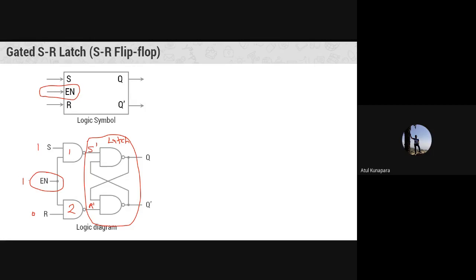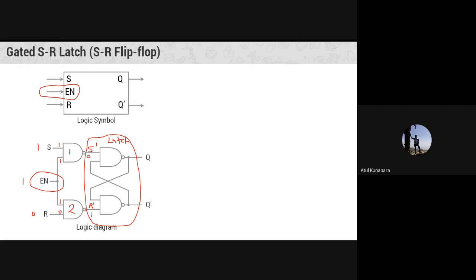When the enable signal is equal to logic 1, you can see that one of the inputs of NAND gates number 1 and 2 will be logic 1, right? Now, what is the output, or what is the working of a NAND gate? You know that the truth table of a NAND gate is that whenever both inputs are logic 1, your output is 0, right? And whenever there is another combination, either 1 0, or 0 1, or 0 0, your output is going to be 1.